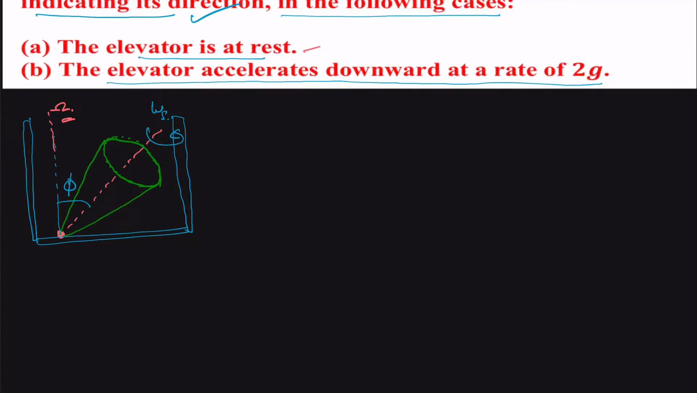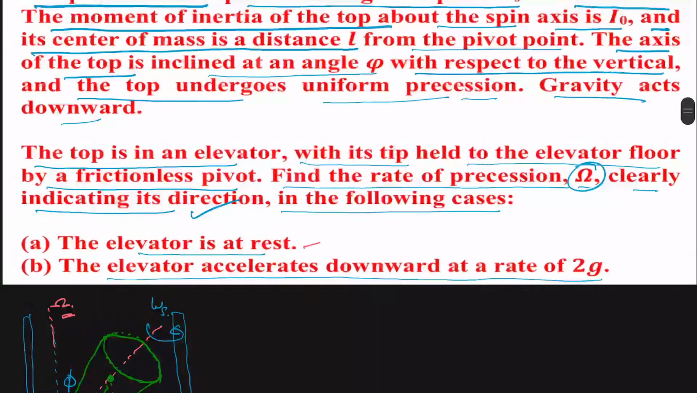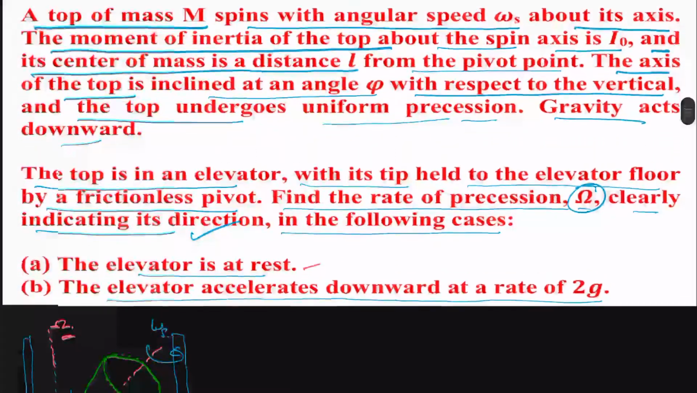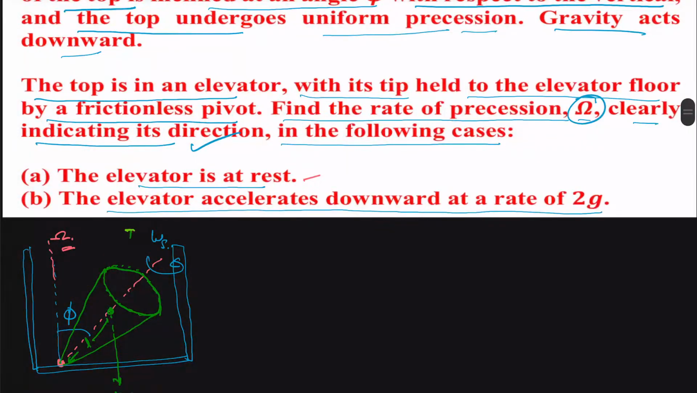And we are also given that its center of mass is at a distance of L. So let us suppose the center of mass is somewhere here, and we have our mg in the downward direction, and it is at a distance L from the pivot point. And the moment of inertia is given as I naught. Okay, so these are the things which are given to us.